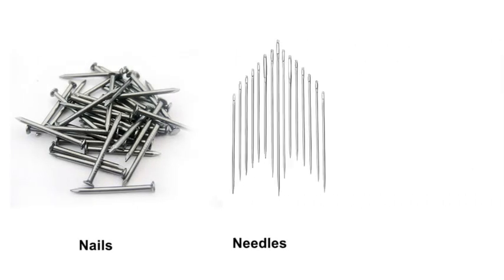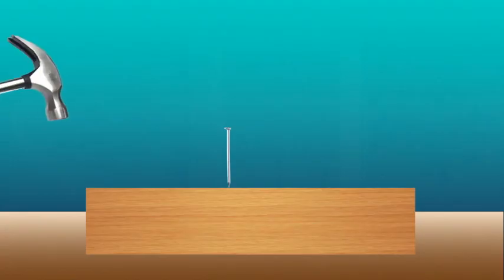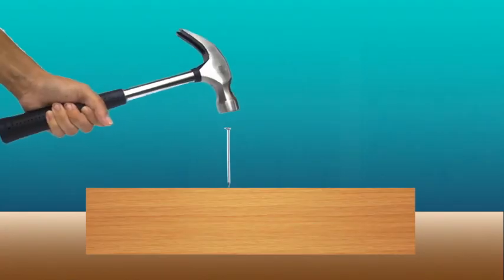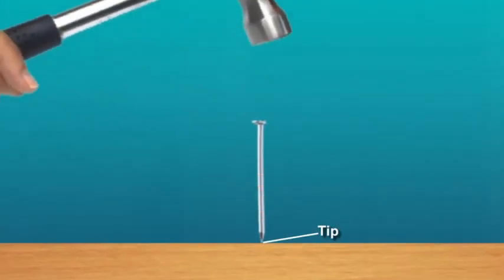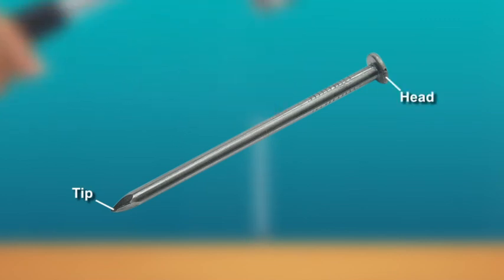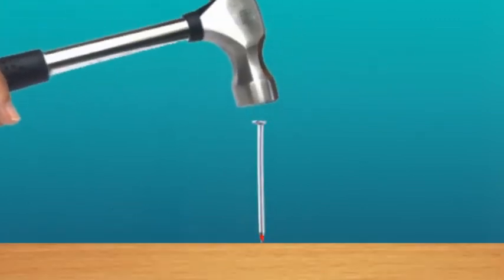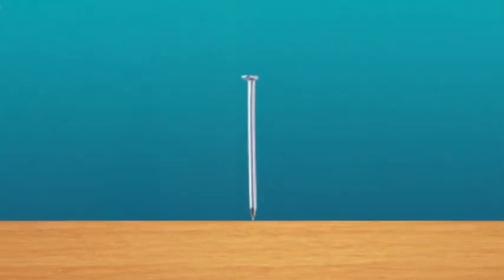Nails, needles and pins have very sharp ends with very small surface area. Here, when force is applied on the head of the nail, the force gets transferred to its tip. Since the tip has a smaller surface area than the head, the effect of the force is more here. As a result, it's easy to hammer in the nail.